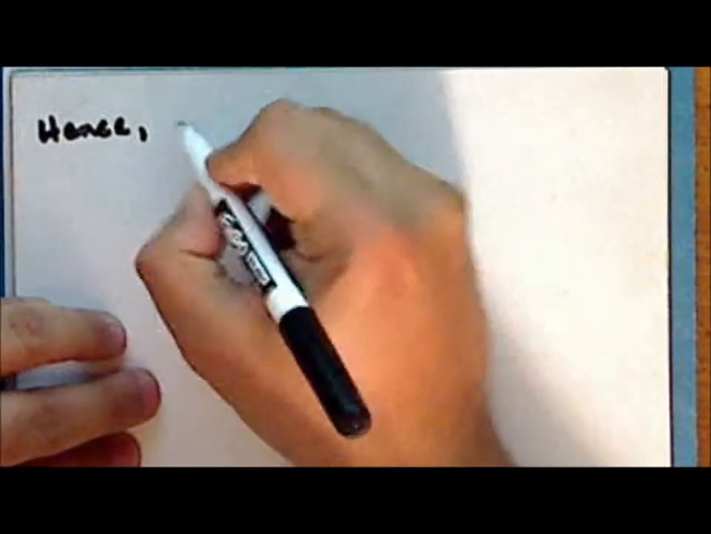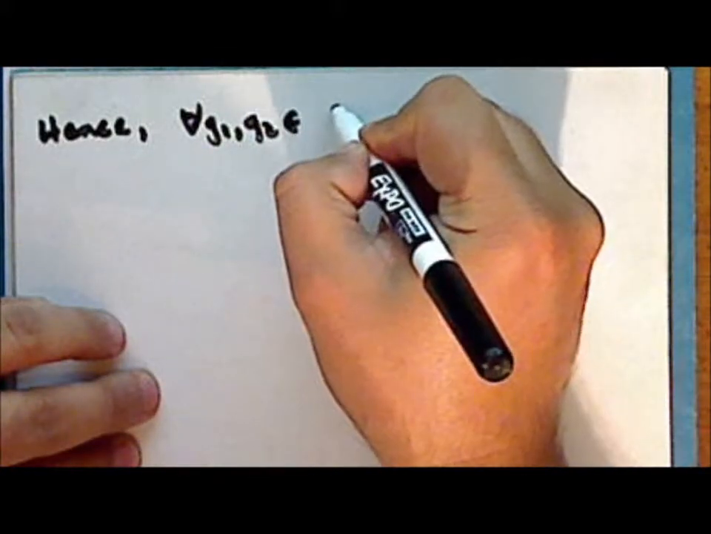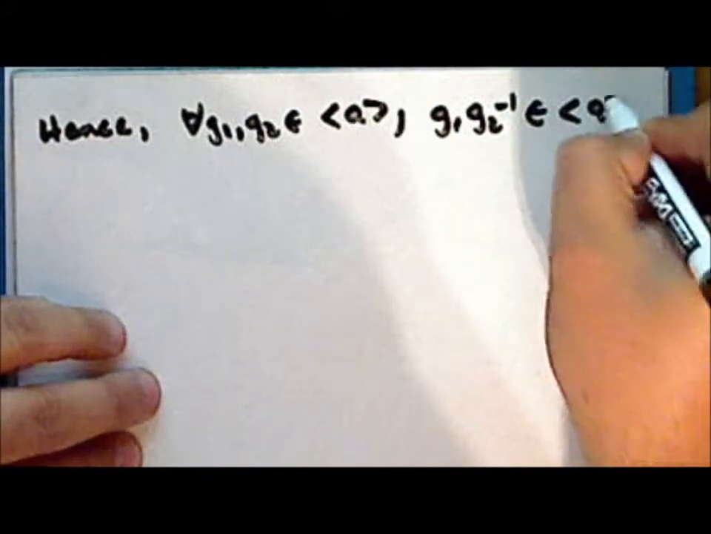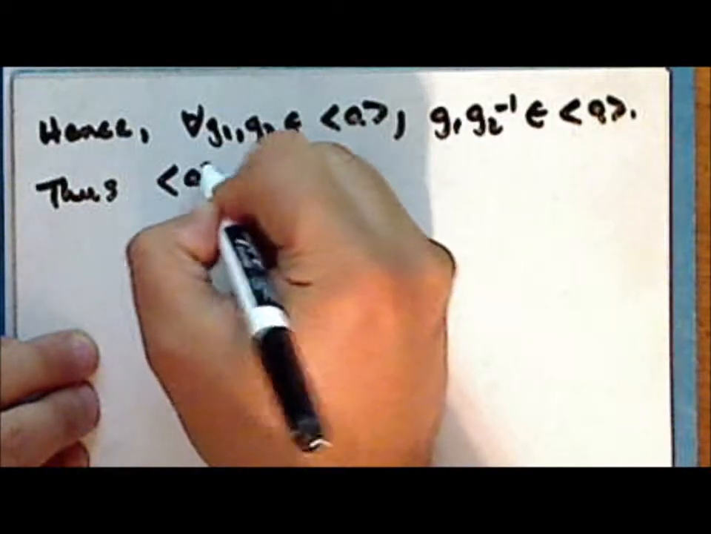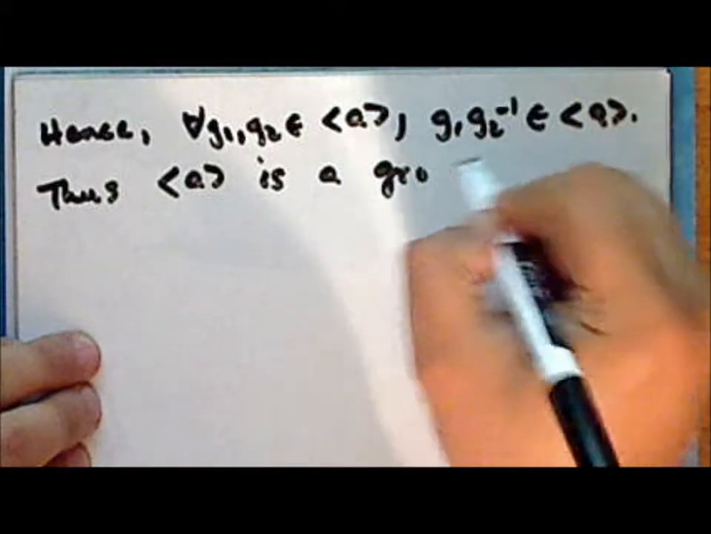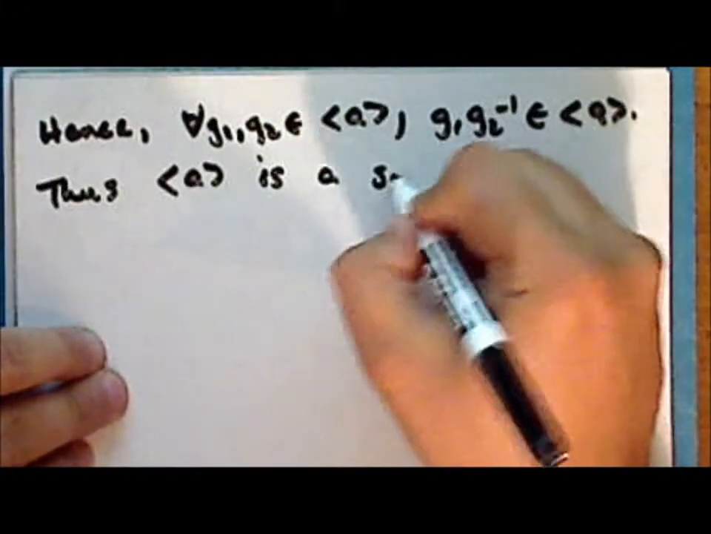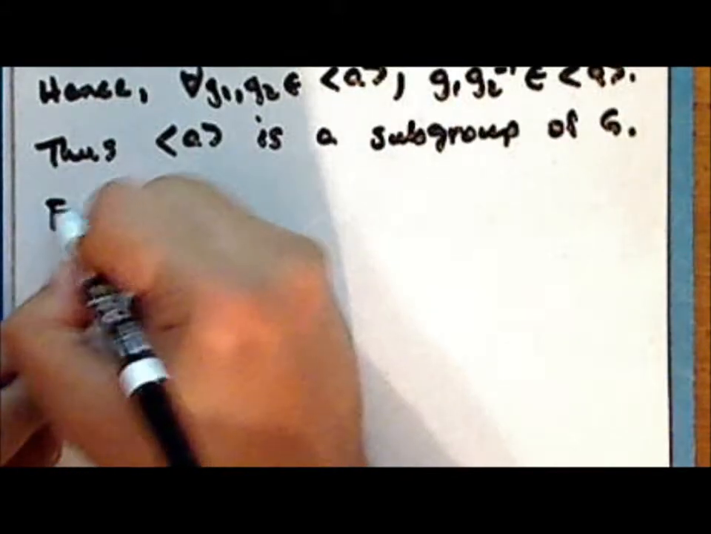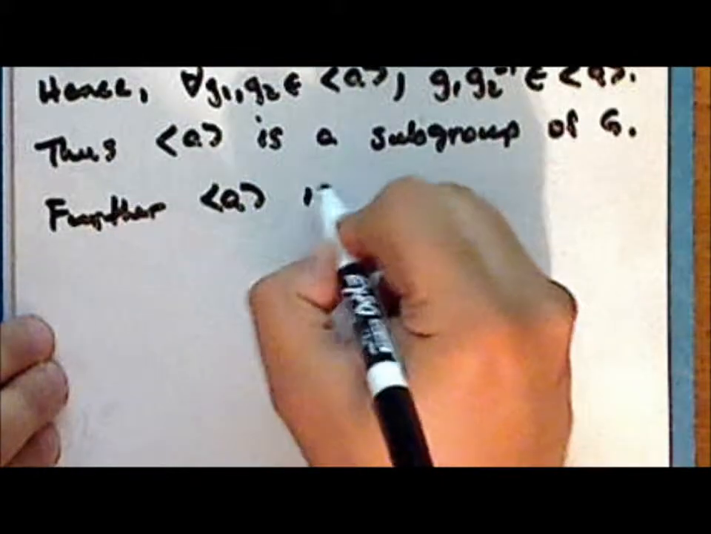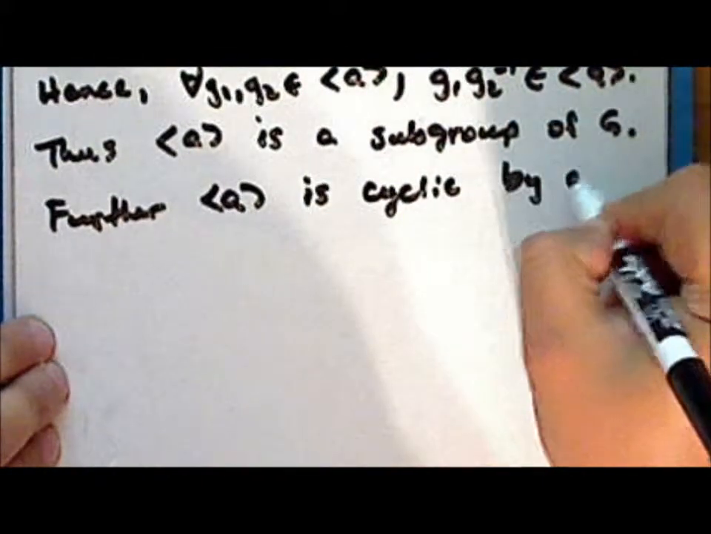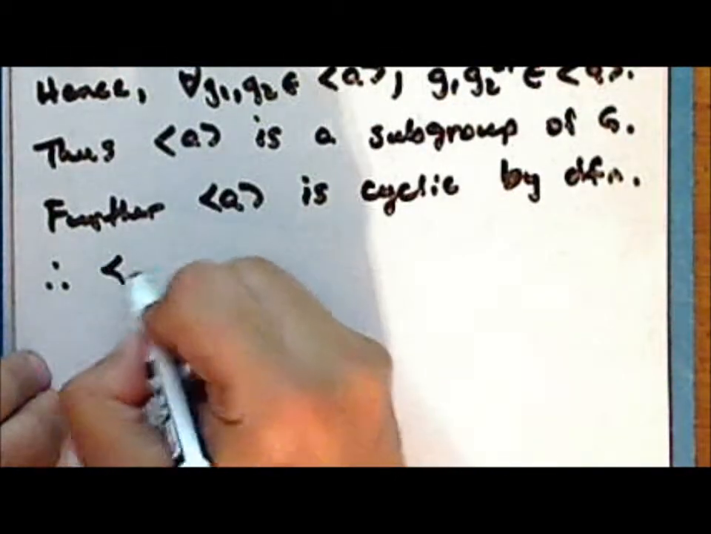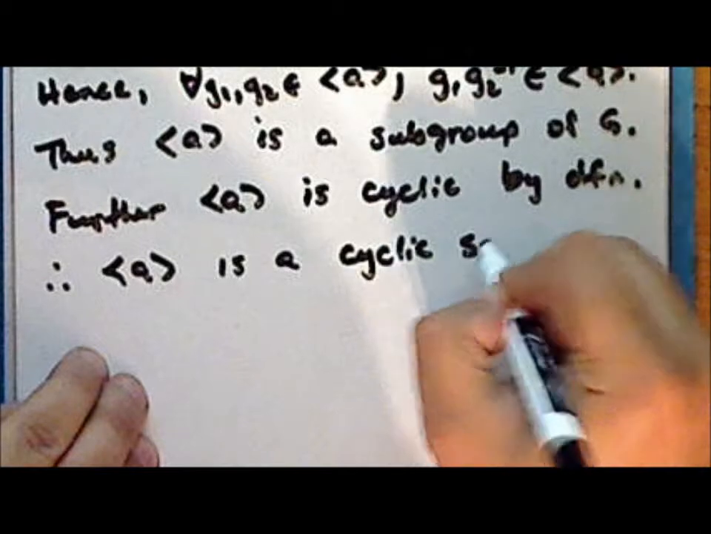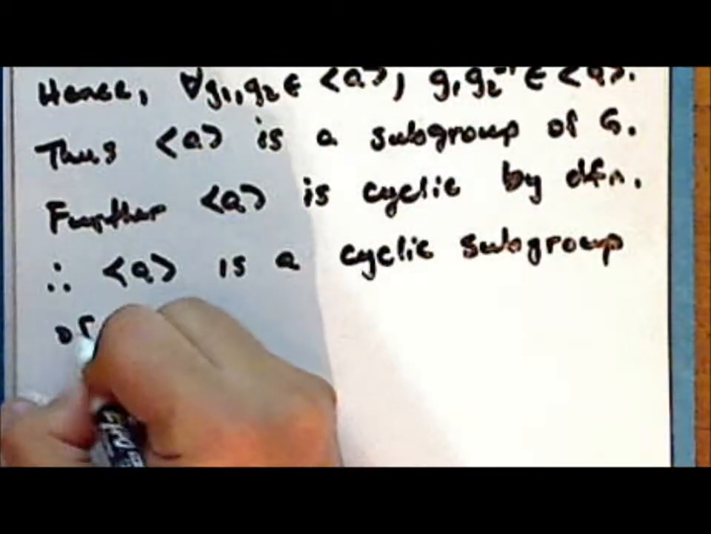And hence, for every two elements, G sub 1 and G sub 2 in this non-empty set, the product of G sub 1 with the inverse of G sub 2 is in this set, and thus this set is a group, is a subgroup of G. And further, this group is cyclic by definition, and therefore the group generated by A is a cyclic subgroup of the group G.